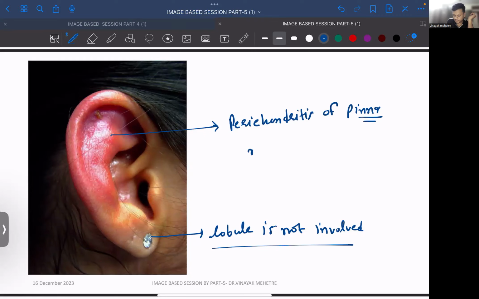Okay, the most common organism causing perichondritis is Pseudomonas. Pseudomonas is the most common organism causing perichondritis of the pinna. Okay, what is not involved? The lobule is not involved.